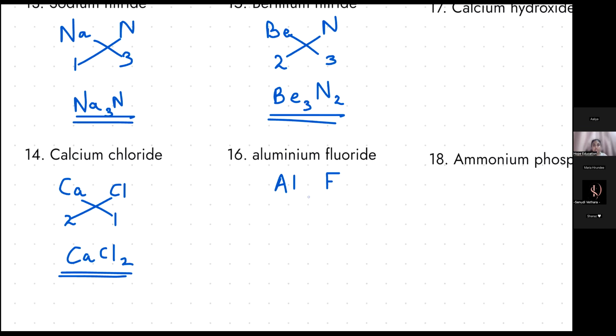All right. Then what is the valency of fluorine? 1. Cross-multiplying, aluminium gets 1 and fluorine gets 3.